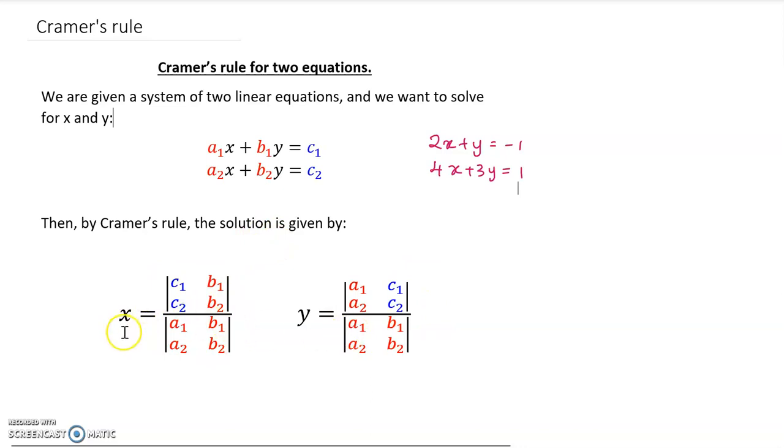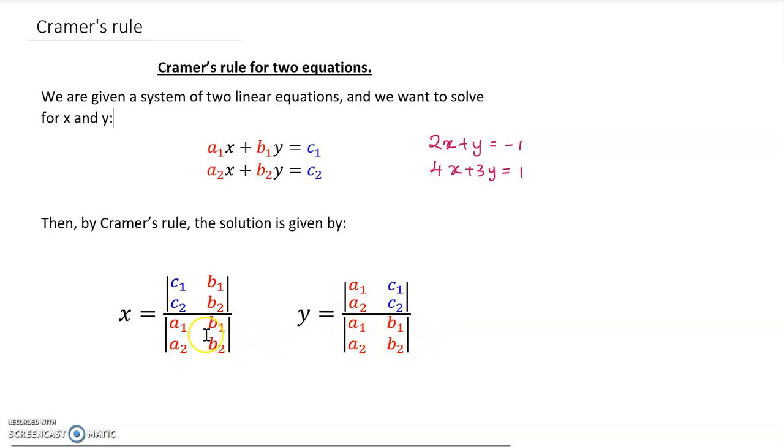So x is given by, first of all, this notation here, which is basically the determinant. Look at the denominator first. This is basically the coefficients of x and y. So we just take out the coefficients of x and y, and put a1 and b1, and a2 and b2. You can see that for x and y, both of the denominators are the same.